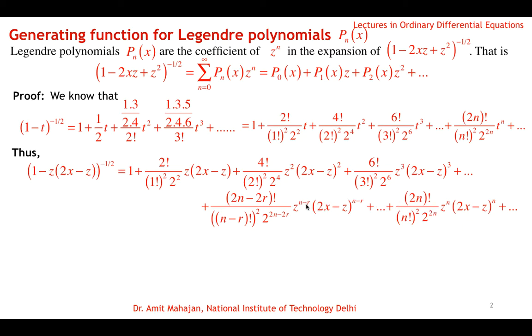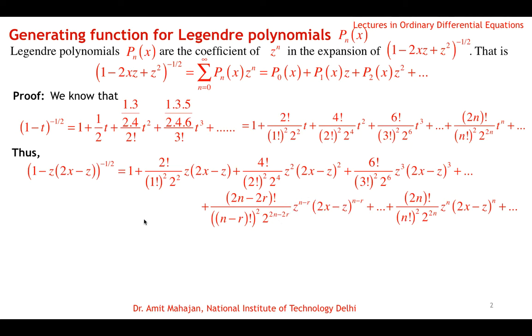So this will give z power n when r is n by 2. When r is n by 2, it will be z power n by 2, and this power will be n by 2. So z power n by 2 can come from here and z power n by 2 here, so that will make z power n, if n is even. If n is odd, then it will be n minus 1 by 2.